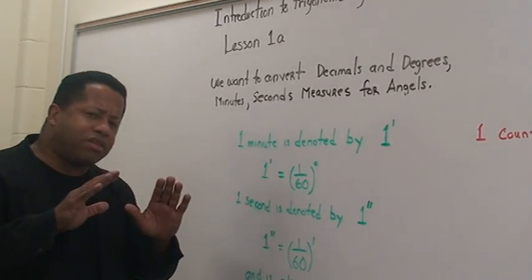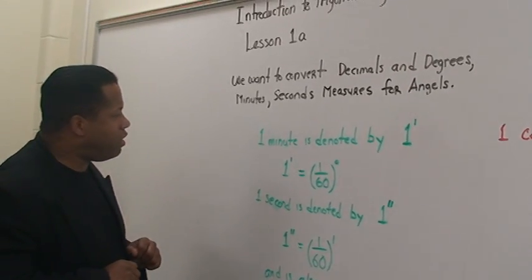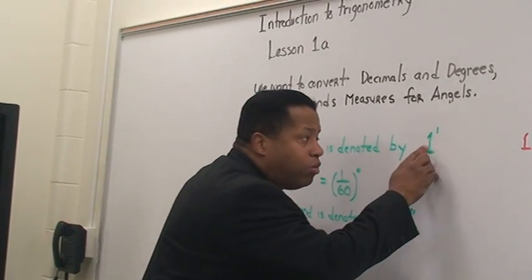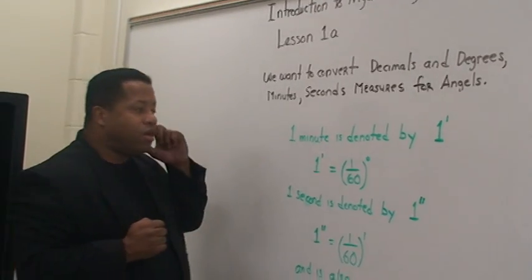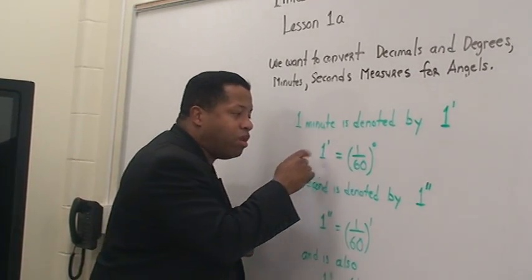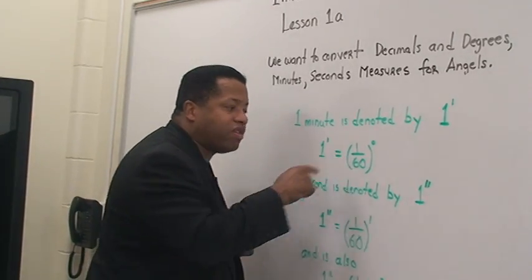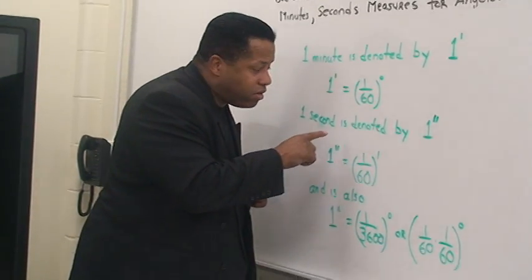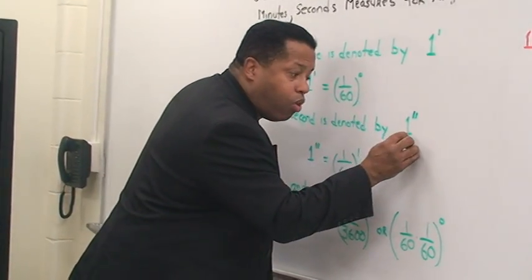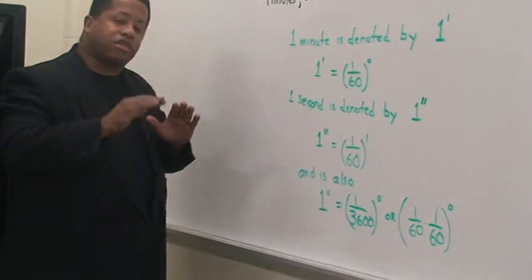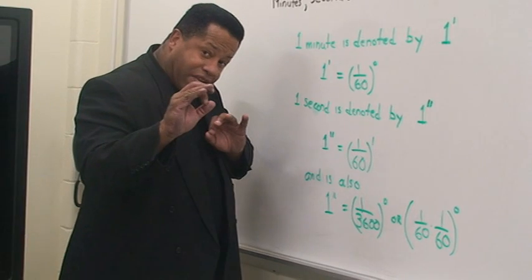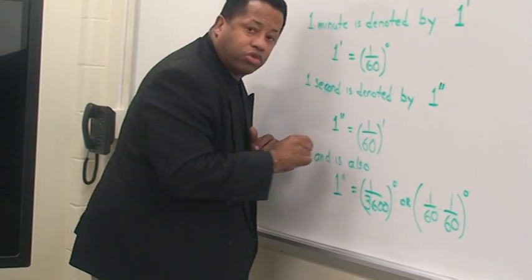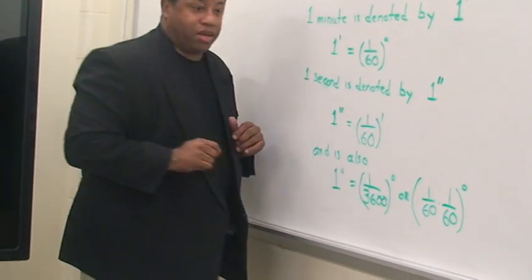Let's talk about some basic principles here, which is very, very important. 1 minute is denoted by 1 with the tick mark there, and its conversion is 1 minute is equal to 1 over 60 degrees. 1 second is denoted by 1 with 2 tick marks, and its conversion to minutes is 1 second is equal to 1 over 60 minutes.